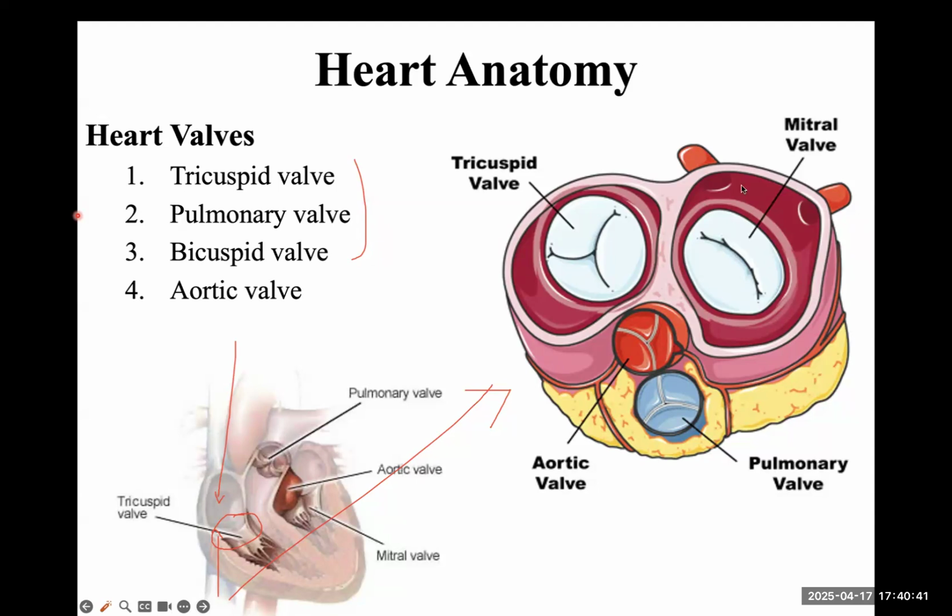You have your tricuspid valve and your mitral valve. You'll notice that there's another name for the bicuspid valve. It's also called the mitral valve. You have your aortic valve and you have your pulmonary valve. So let's go over these.